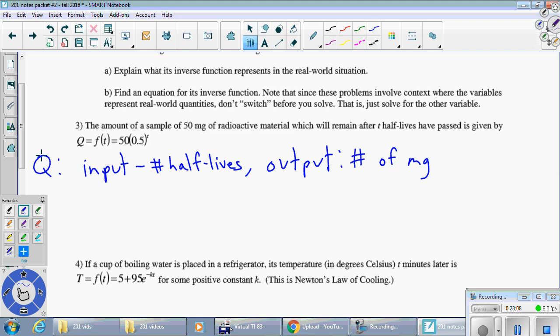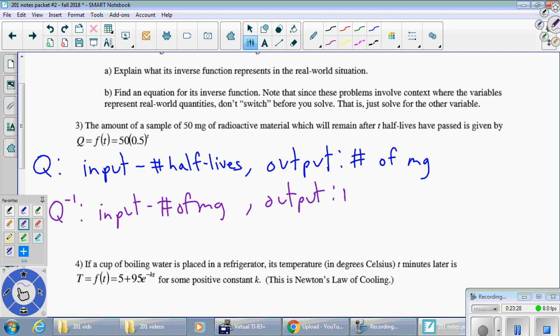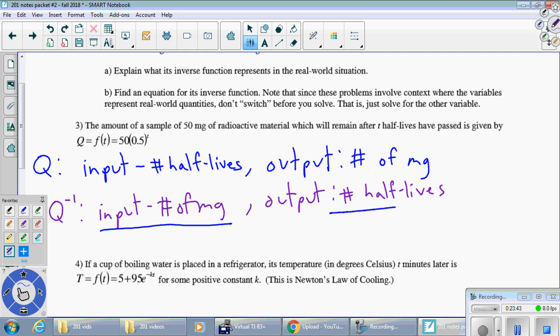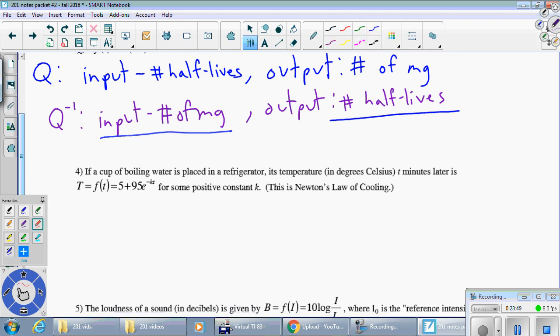And therefore, for Q inverse, the inverse function, which we symbolize with a -1, has inputs and outputs that are swapped, right? And so the input here is the number of milligrams. And then the output is the number of half-lives. And so if I wanted to write a sentence about what the Q inverse function represents in this real-world situation, I would start by saying, well, its input is the number of milligrams remaining, and the output is the number of half-lives it takes to get there. And so I can just write that, maybe in slightly nicer language.